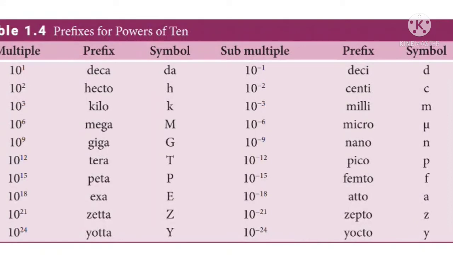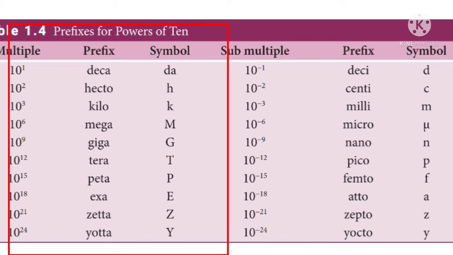This table shows that very small distances and very large distances are measured in terms of powers of 10. First, let us discuss how the very large distances are represented in terms of powers of 10. Look at the first half portion. Multiple, prefix and symbol. 10 power 1 should be called as deca. The symbol for deca is da.